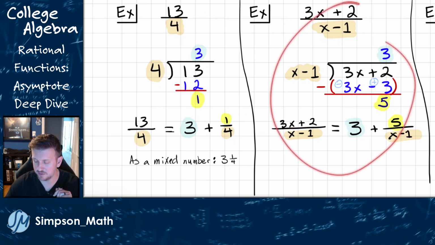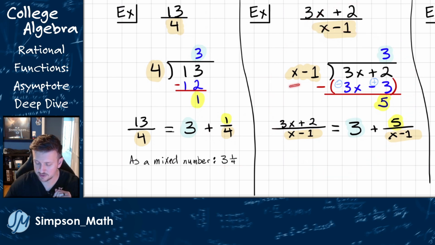But what about if we have variables in this polynomial? So do the same stuff, put your values in the right spot, your polynomials in the right spot. X goes into 3x how many times? 3 times. Let's distribute. We get 3x minus 3. Subtract by changing our signs. 3x minus 3x is 0. 2 plus 3 is 5. So now we have a remainder of 5.